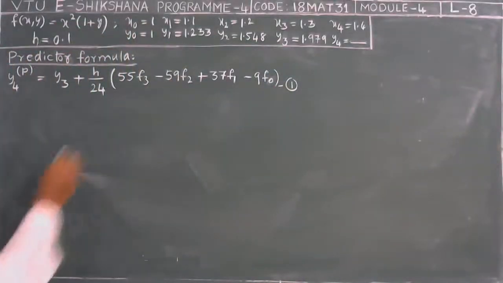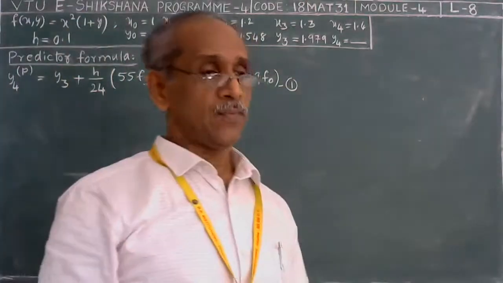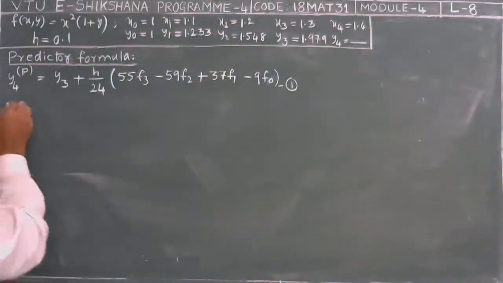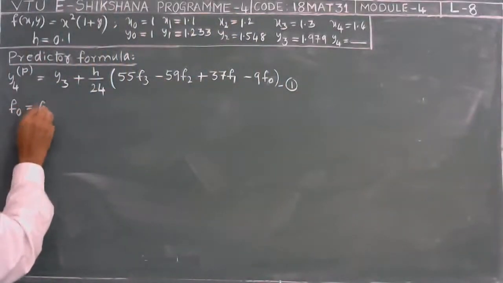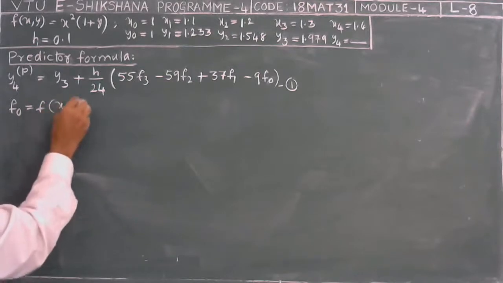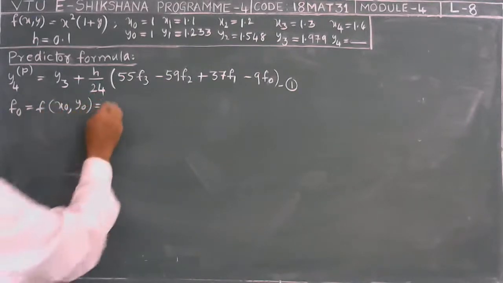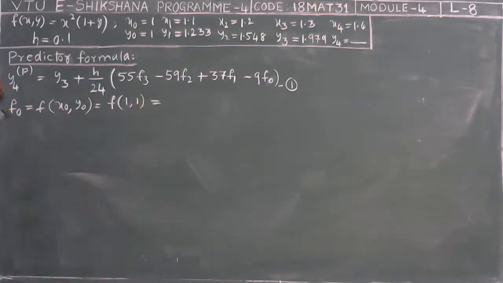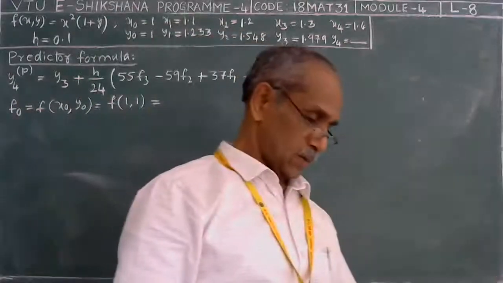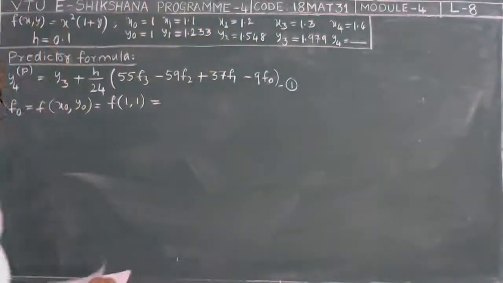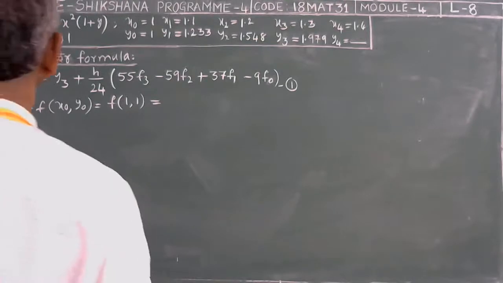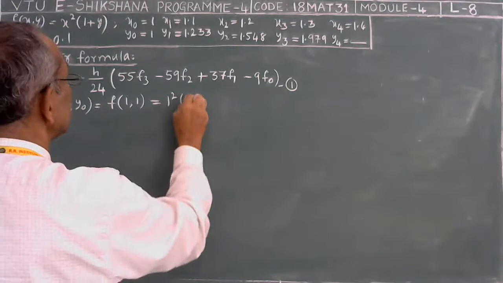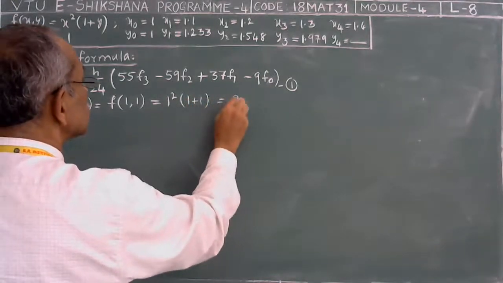Let me calculate f0, f1, f2, f3 with respect to the given definition and substitute it. So f0 is f of x0 comma y0, that is f of 1 comma 1. By definition, this is x square into 1 plus y, that is 1 square into 1 plus 1, which is 2.